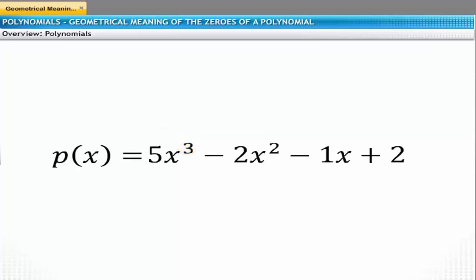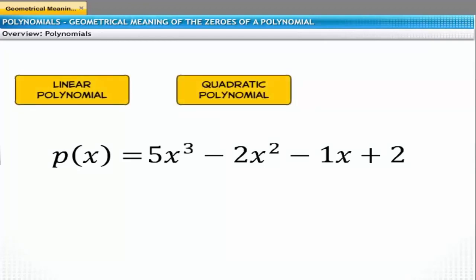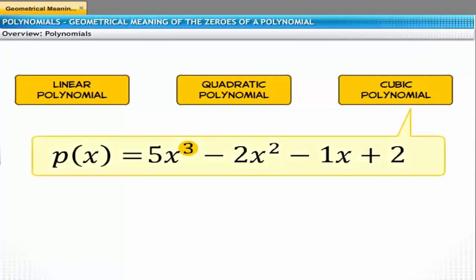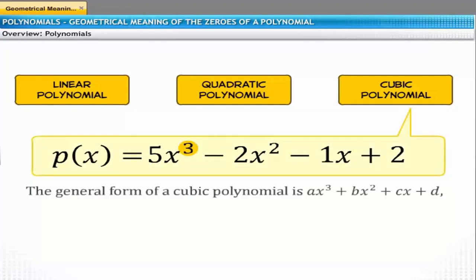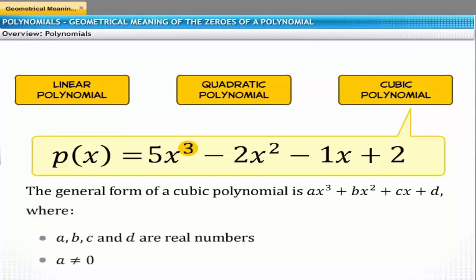Based on its degree, a polynomial can be called a linear polynomial, quadratic polynomial, cubic polynomial, and so on. Since the highest degree of this polynomial is 3, this is a cubic polynomial. The general form of a cubic polynomial is ax cubed plus bx squared plus cx plus d, where a, b, c, and d are real numbers, and a is not equal to 0.